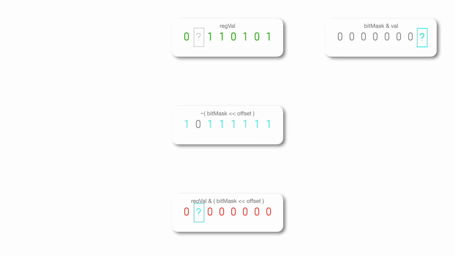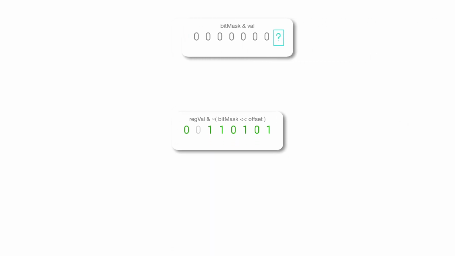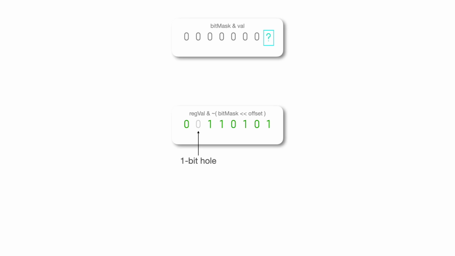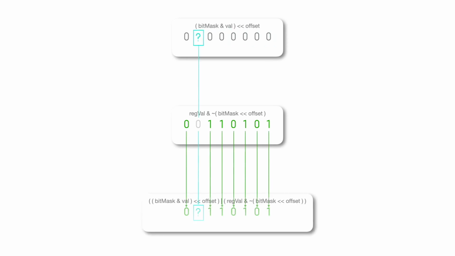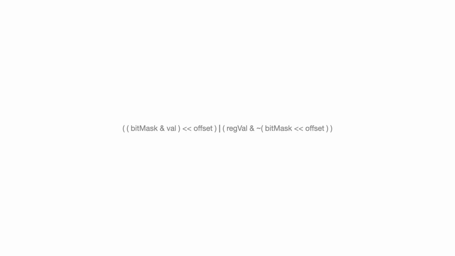If we invert all of the bits in our shifted bit mask, then we get just the opposite, and only the bits we want make it through, and the 1 bit that we don't want gets blocked. This leaves us with a 1-bit hole and a 1-bit value. Of course, our value isn't in the right spot, so we have to shift it over by the offset, and then we can logically OR these two values together. And there you go. Our value is right where we want it, and we didn't change any of the other bits in the register value.